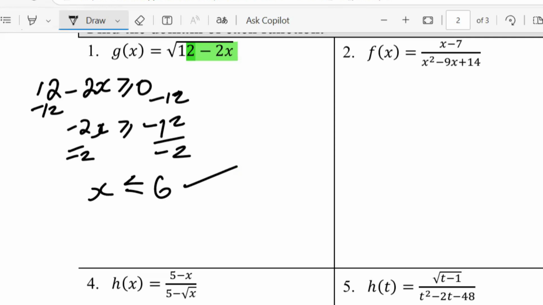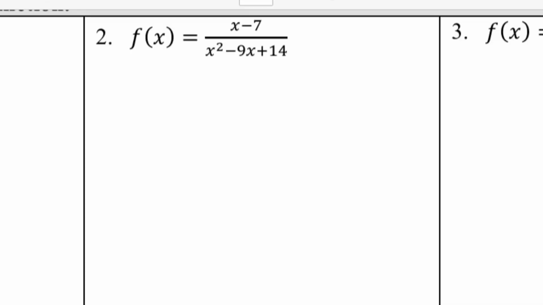If I'm going to write this in interval notation, it means that I'm coming from negative infinity to 6, and I'm going to put a square bracket here because 6 is a part of that domain. All right, so that's number one.